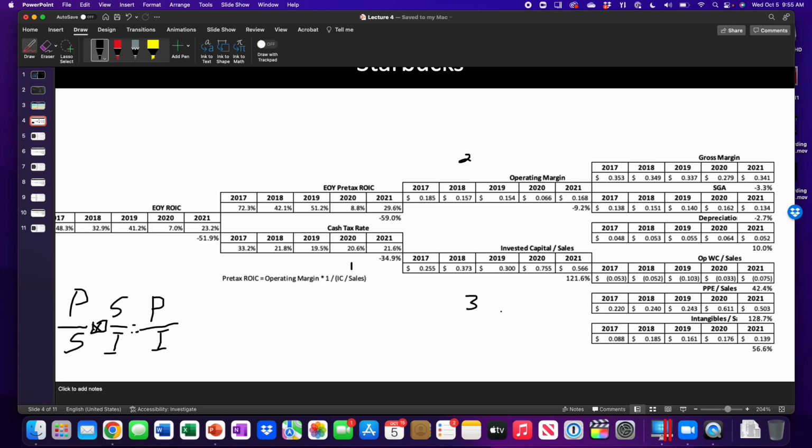Yeah, your current liabilities had to be higher than your current assets. So basically, is that going to help or hurt your ROIC? If you have negative working capital, does that help or hurt your ROIC?